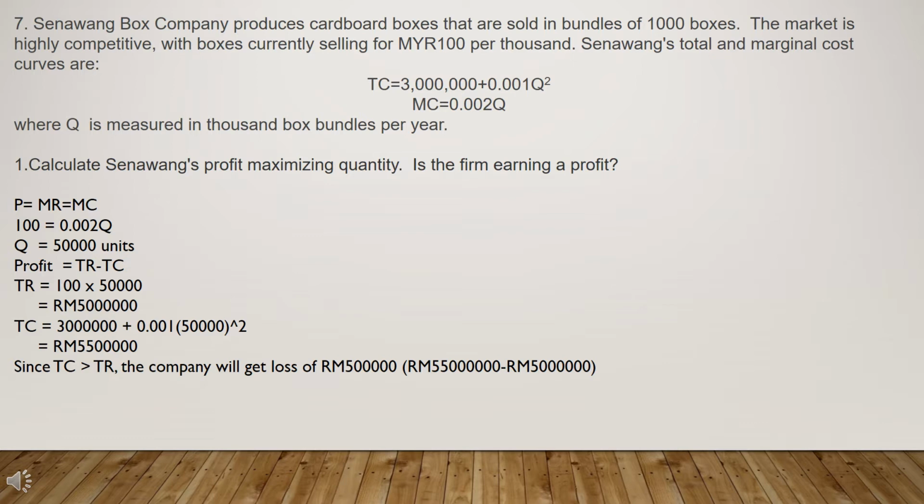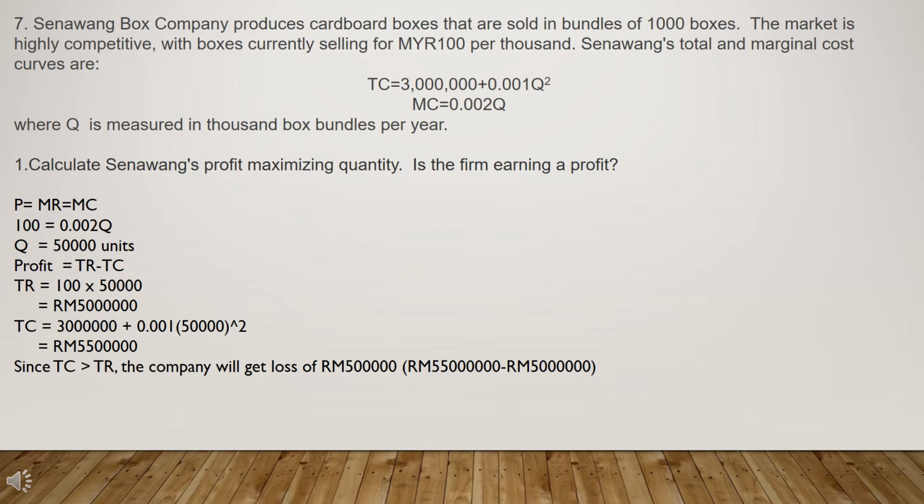Question number 1. Calculate Senawang's profit maximizing quantity. Is the firm earning profit? To get the profit maximizing quantity, P equals MR and MR equals MC. So 100 equals 0.002Q, and Q equals 50,000 units.